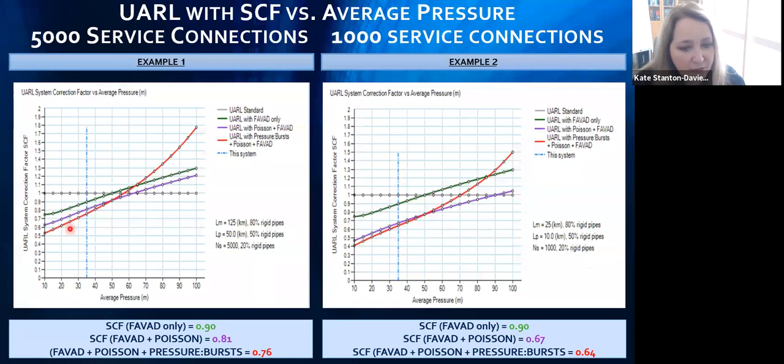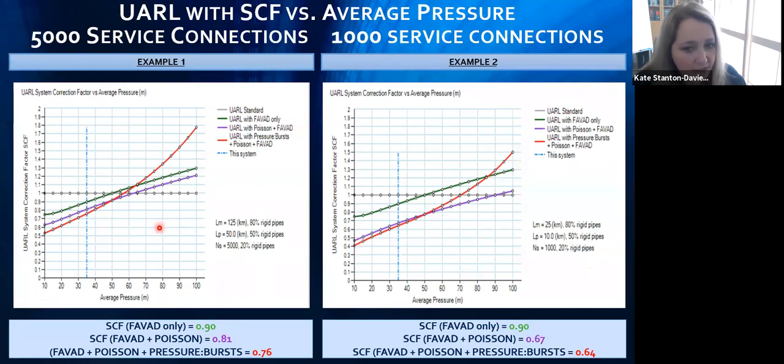You can see here that the gap between the green and the purple lines, which shows the additional effects of the Poisson distribution, is very, very marked and definite when you look at example 2, which is the smaller system. So this is here to show how the Poisson effect has a bigger influence as system size decreases below 5,000 service connections. The system correction factor, which only drops by 0.09 in our larger system, now drops by 23% in our smaller system.